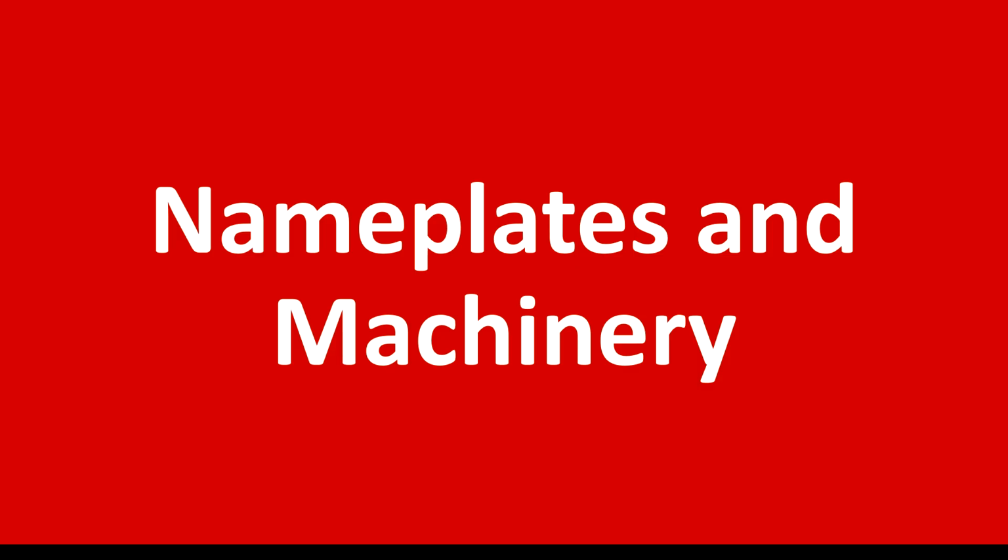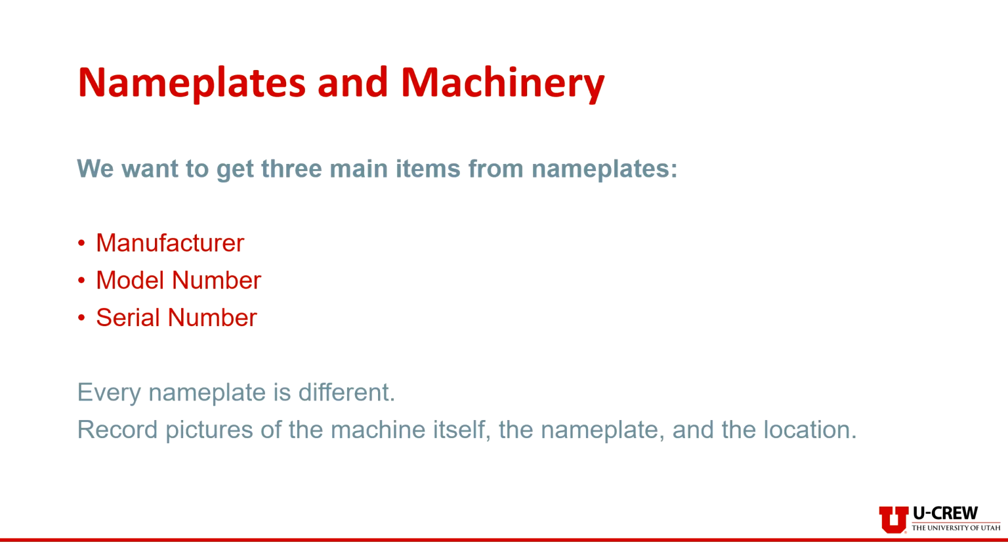That was a lot of talking about utilities and bills. Now we're going to pivot a little and talk about nameplates and machinery. So almost every piece of equipment you'll see in the industrial setting will have a nameplate, and the nameplate gives you invaluable information on how the machinery operates, and most importantly, what machinery you're actually looking at.